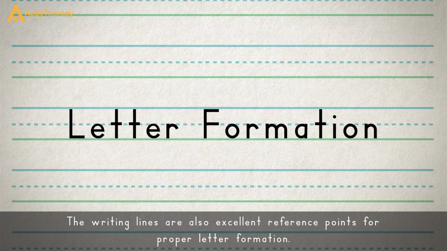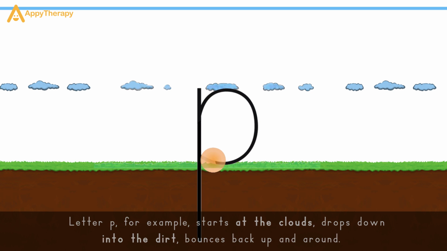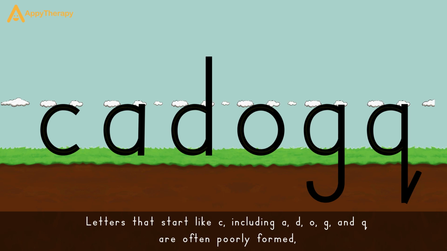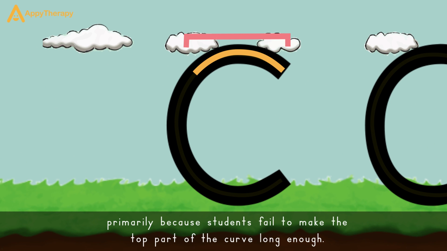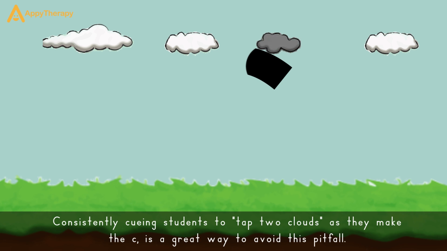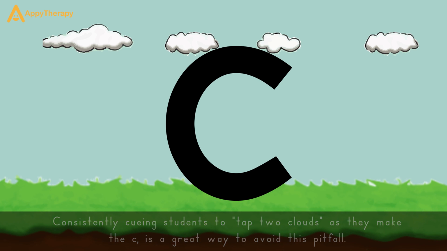The writing lines are also excellent reference points for proper letter formation. Letter P, for example, starts at the clouds, drops down into the dirt, bounces back up and around. Letters that start like C, including A, D, O, G, and Q, are often poorly formed, primarily because students fail to make the top part of the curve long enough. Consistently cueing students to tap two clouds as they make the C is a great way to avoid this pitfall.